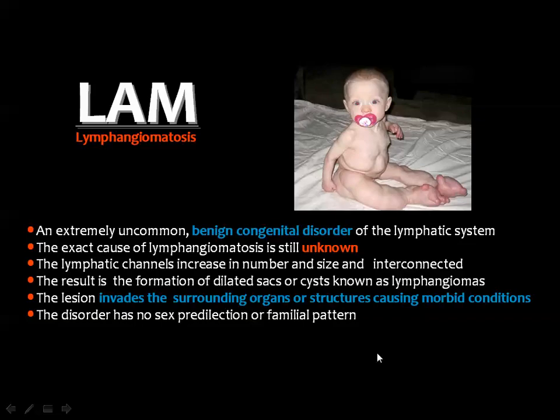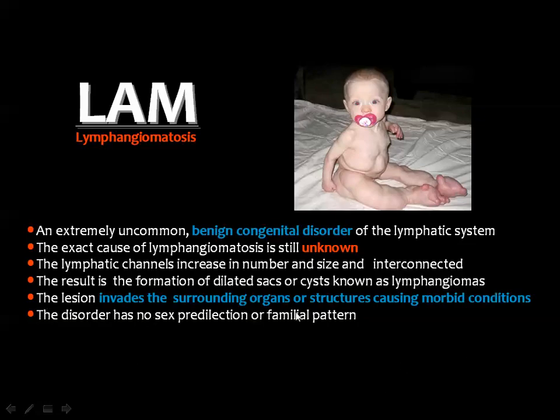Then we came to the lymphangiomatosis. Lymphangiomatosis is an extremely uncommon benign congenital disorder of the lymphatic system. Its cause is unknown, and the lymphatics in this syndrome increase in number and size, leading to hypertrophy of the limbs, as you can see here. And this will result in dilated sacs or cysts known as lymphangiomas or lymphangiomatosis.